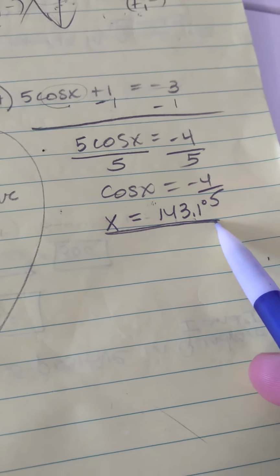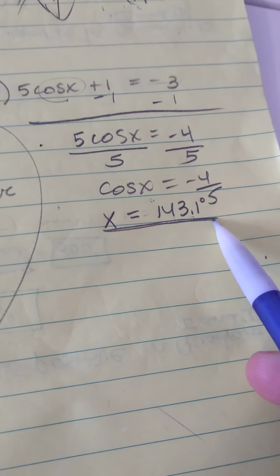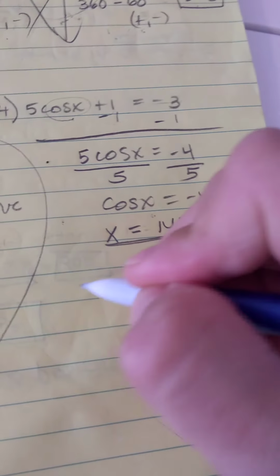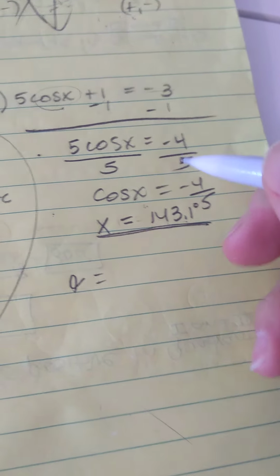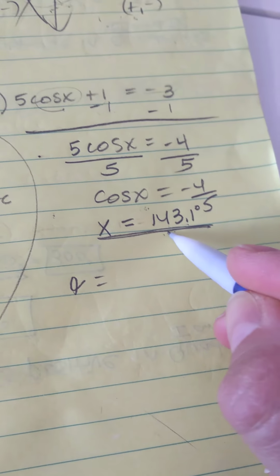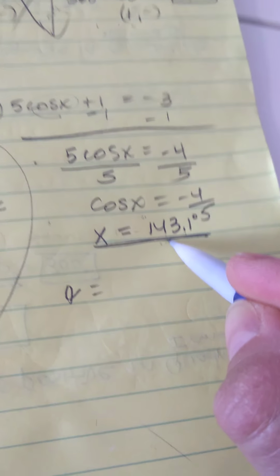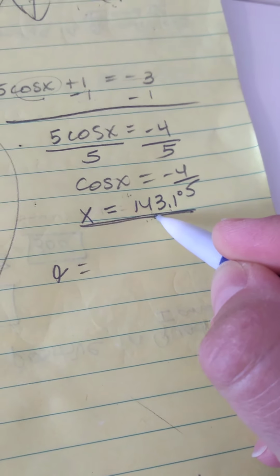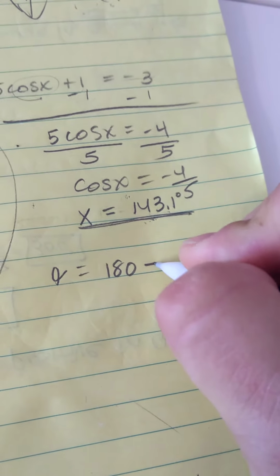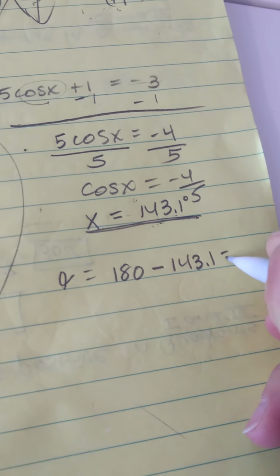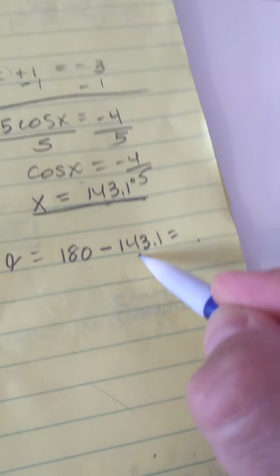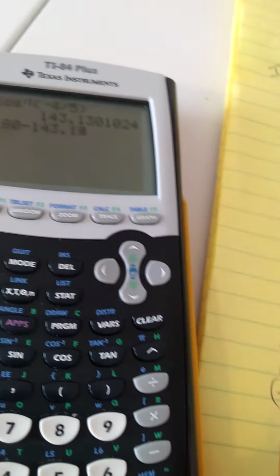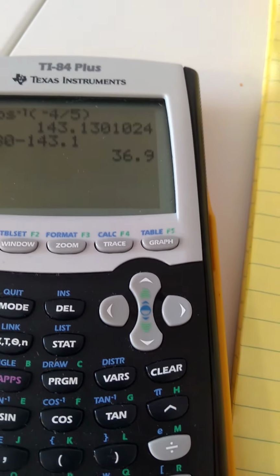Our reference angle is always a positive acute angle. So the calculator didn't give it to us, so we have to find it. This is also one of those other skills that you learned. In order to find the reference angle, you think to yourself, what quadrant is this angle in? And hopefully everyone can visualize that this is in the second quadrant. So in order to find an angle in the second quadrant, it's always 180 minus 143.1, or 180 minus whatever the angle is. So 180 minus 143.1.